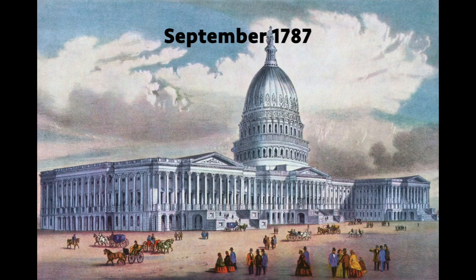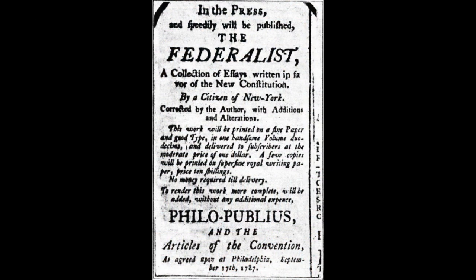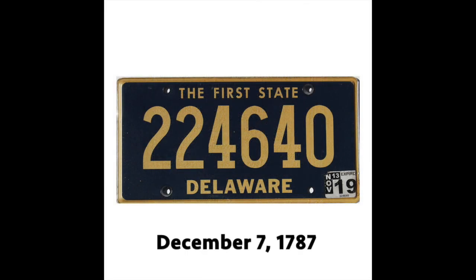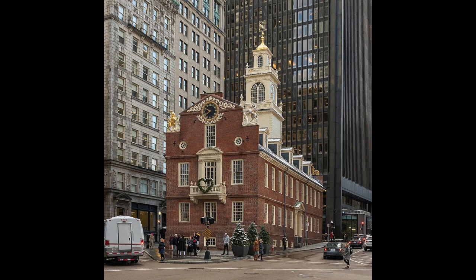So in 1787, Congress sent the Constitution to the states to be ratified. And this was going to be tricky. And the Federalists, who supported the Constitution, published a series of essays which we now know as the Federalist Papers, written by Madison, Hamilton, and John Jay. And the first state to actually ratify was Delaware. That's why its license plates say the first state, December 7, 1787. And a few states ratified soon after that, and then it came to Massachusetts.